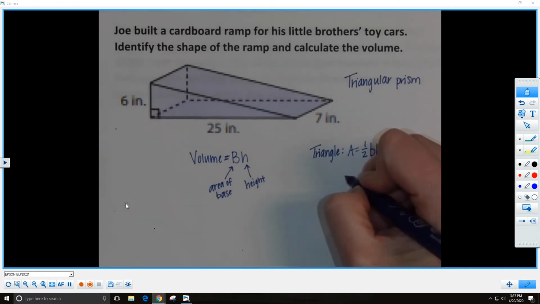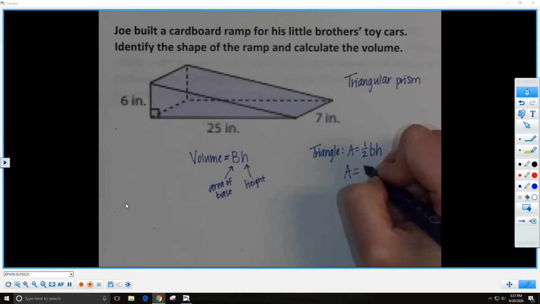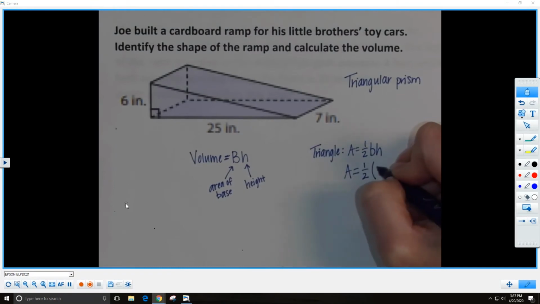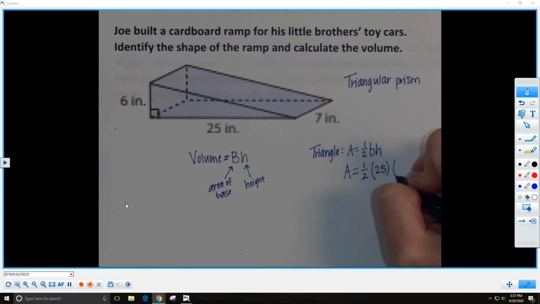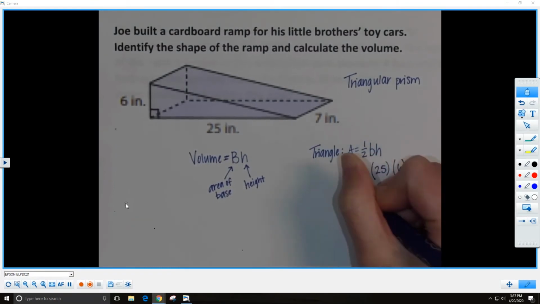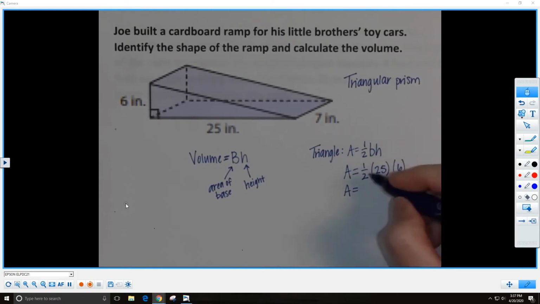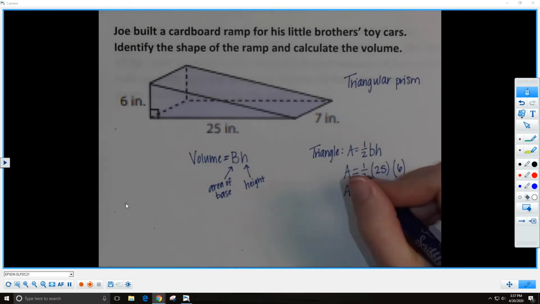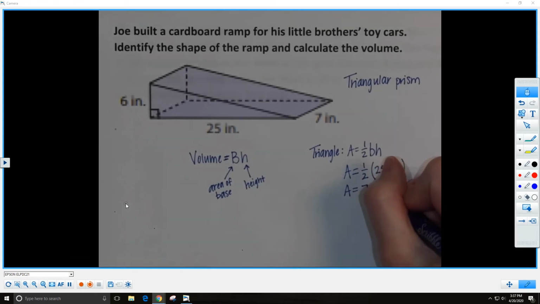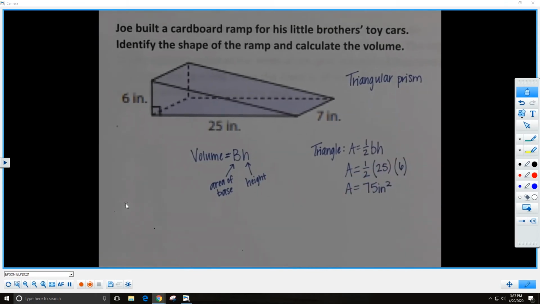Okay, so filling in our formula here, we've got 1/2. We said that the base is 25. We said that the height is 6. So 1/2 of 6 is 3. 3 times 25 gives me 75 square inches. Did you get that for the area of the triangle?